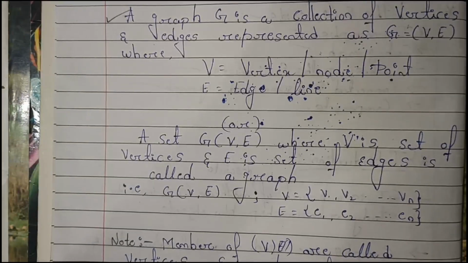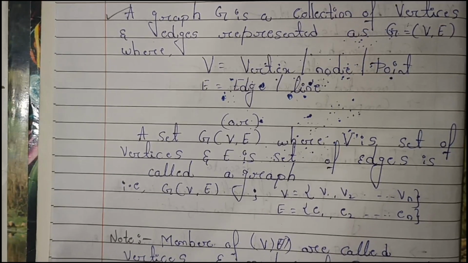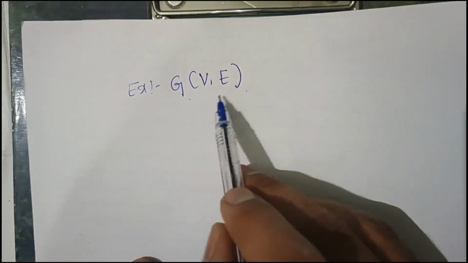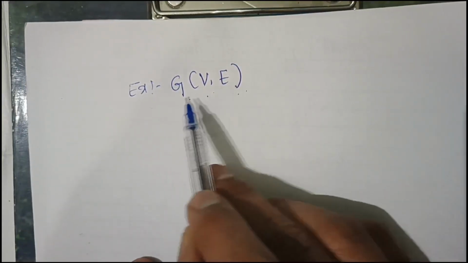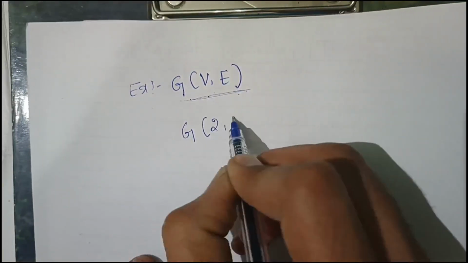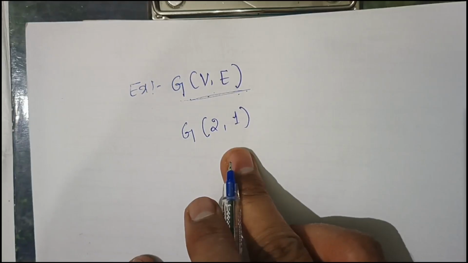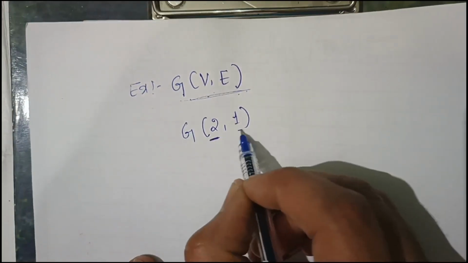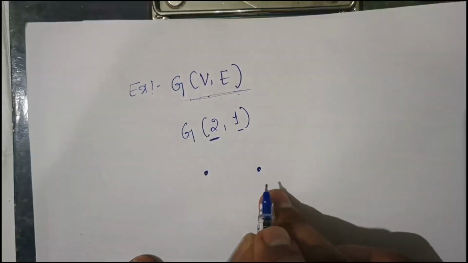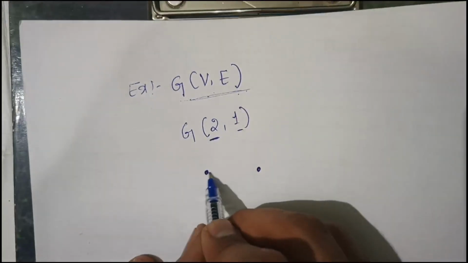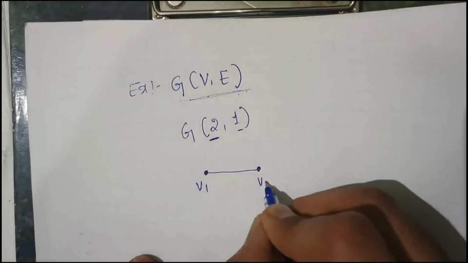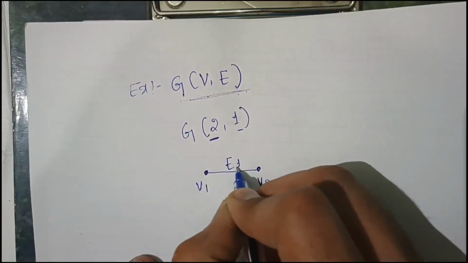Next, we go for an example of how we can denote G(V, E), where V is the vertices and E is the edges. If they give 2, 1, how can you draw the graph? There are 2 vertices and 1 edge. So first we draw the 2 vertices, these points, and 1 edge in between. This is V1, V2, and this is the edge, that is E1.